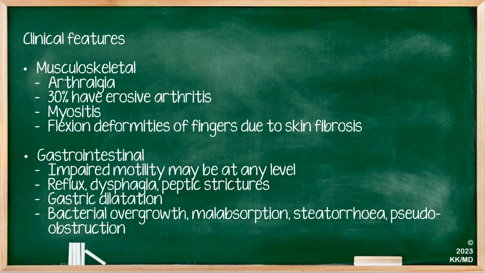In terms of gastrointestinal symptoms and signs, they may report impaired motility, which can be at any level of the gut, and this manifests as reflux, dysphagia, and peptic strictures as well. They can get symptoms of gastric dilatation. Bacterial overgrowth is not uncommon in these patients, which can lead to malabsorption, and steatorrhea and pseudo-obstructions can also occur as well.